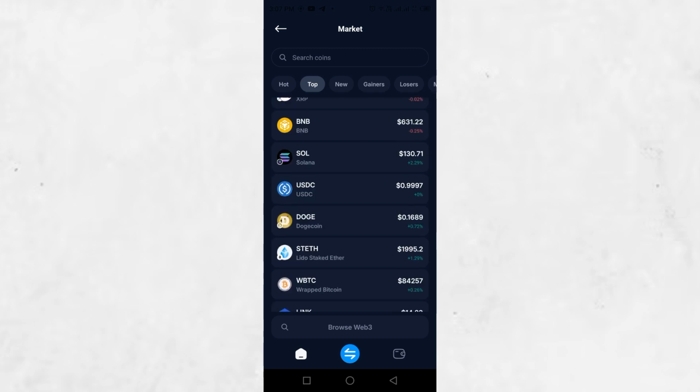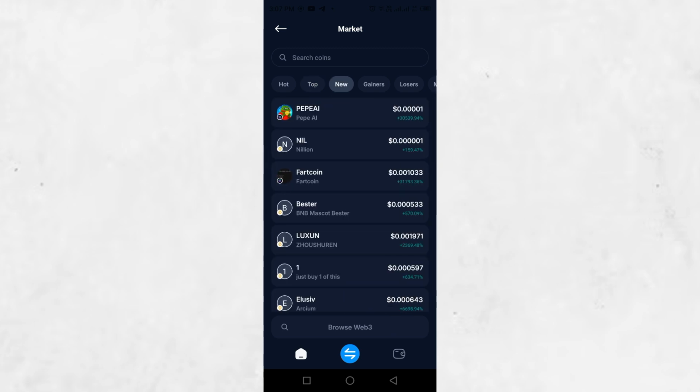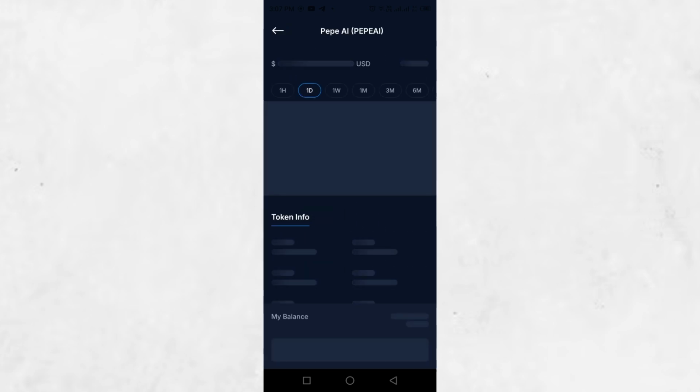The New section displays recently listed cryptocurrencies on the Crypto.com platform, offering users a first look at emerging digital assets.